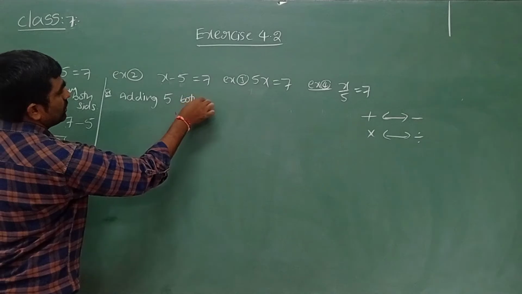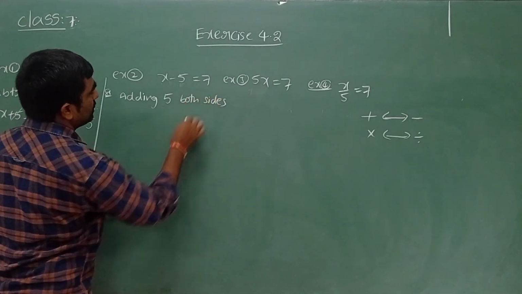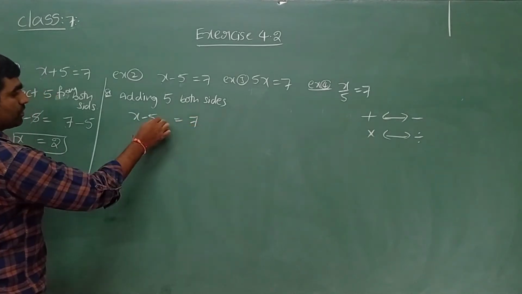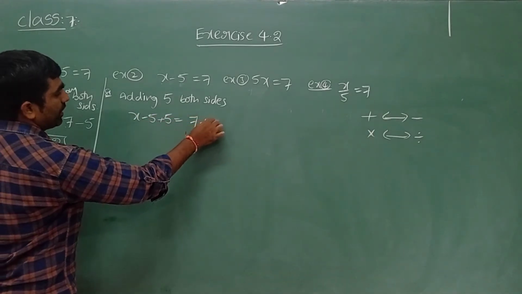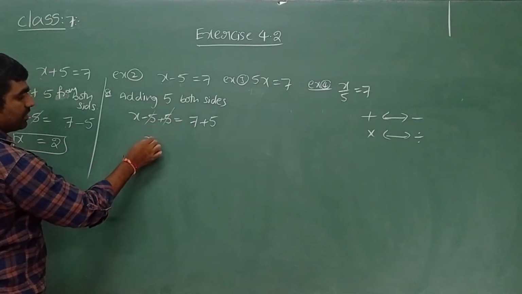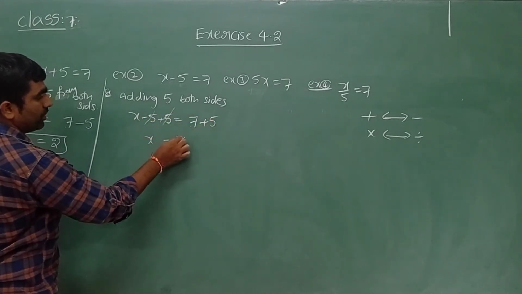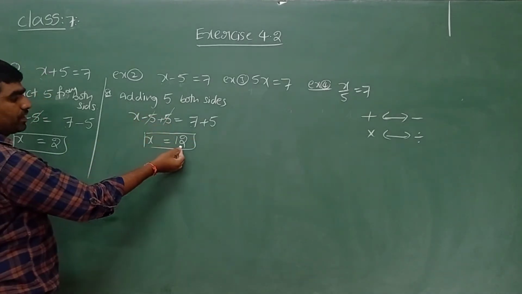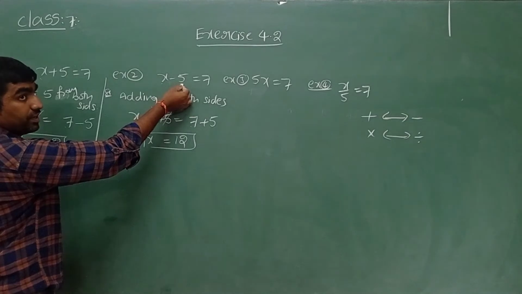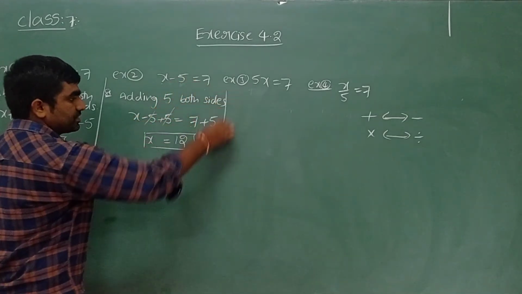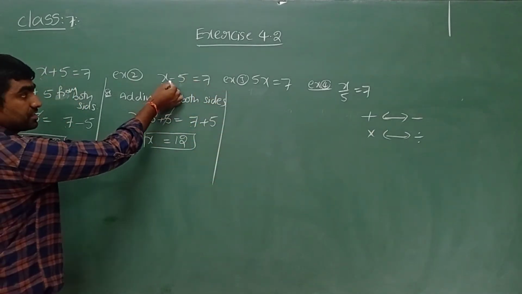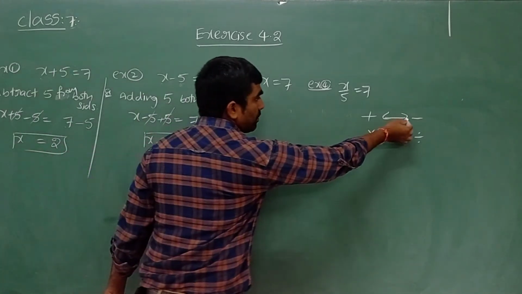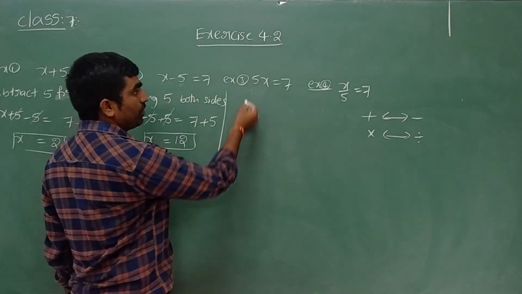5 on both sides. By adding 5 on both sides, let us see: LHS is x minus 5, equal to RHS, which is 7. By adding 5 on LHS and adding 5 on RHS, minus 5 plus 5 cancel, and x is equal to 7 plus 5, which is 12. x is equal to 12 is the solution. You can go for checking also. In the place of x, substitute 12: 12 minus 5 is 7, LHS is 7, RHS is also 7. So when we have minus, to make x alone, we can do plus 5 on both sides. The opposite operation of minus is plus.